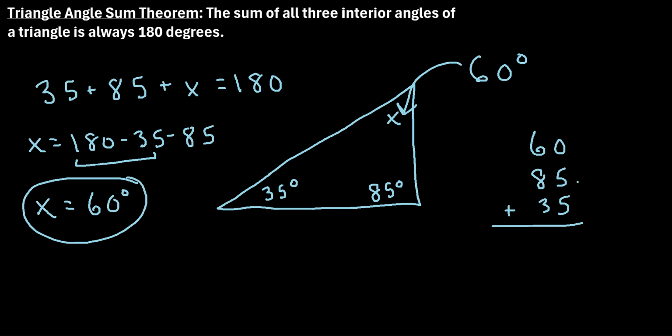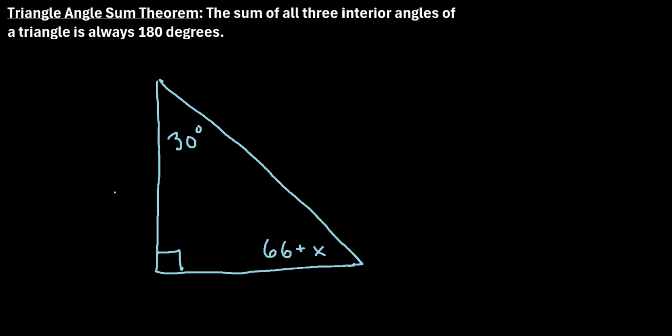Let's see: 0 plus 5 plus 5, that's 10. We'll write the 0 here and the 1 up here. 1 plus 6 is 7. 7 plus 8 is 15. 15 plus 3 is 18, so we get 180. So we do indeed get 180. All right, let's try another example.